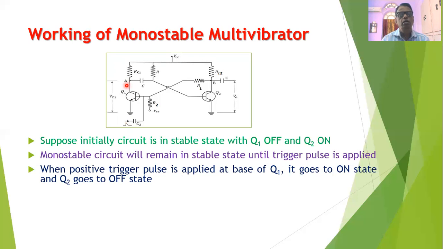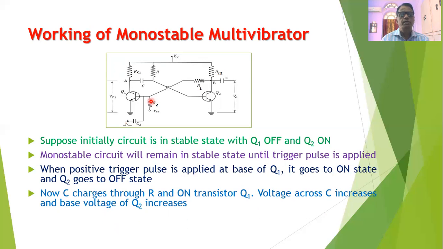This fall in the collector potential is immediately communicated through the capacitor C to the base of Q2, and therefore the base potential of Q2 goes down, and transistor Q2 goes into the off state. When Q2 goes off, its collector potential rises, and this rise is communicated through the resistance R1 to the base of Q1, and therefore we go into the other state of the monostable multivibrator with Q1 on and Q2 off.